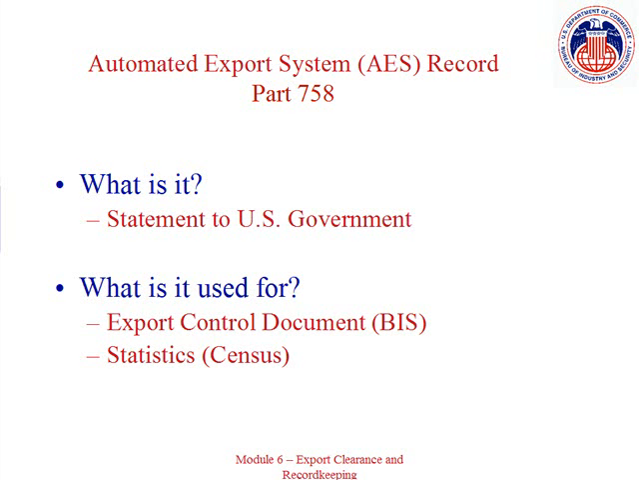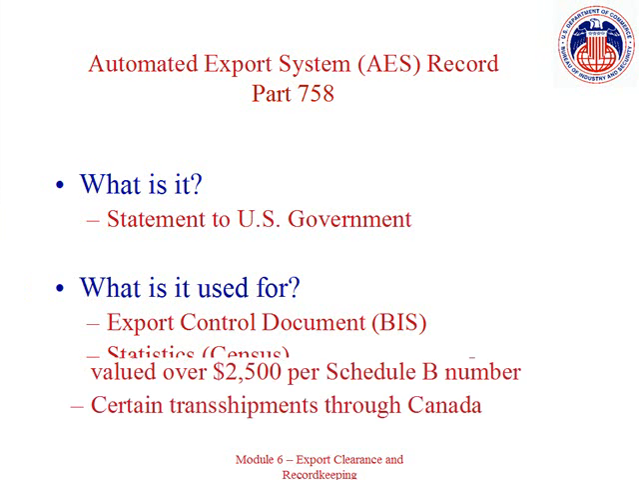The AES system collects basic information relating to the transaction, such as the names and addresses of the parties to a transaction, the ECCN when required, the Schedule B or Harmonized Tariff Schedule number used by the Bureau of Census, the description, quantity, and value of the items exported, and the license authority for the export. The document serves different functions. It's used by BIS for export control purposes. It's used by the Bureau of Census to collect trade statistics.